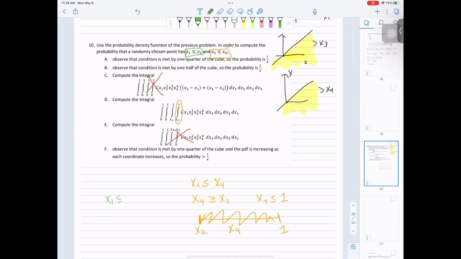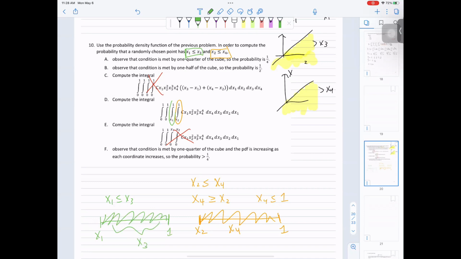x1 less than or equal to x3, that means that at most it could be x3. We're also bounded by the unit cube conditions, so it has to be greater than 0. This is where x1 lives. So we have x1, oh, sorry, the next bound was x3. So x3 is greater than x1, but it's bounded by the unit cube, so this is where x3 lives.